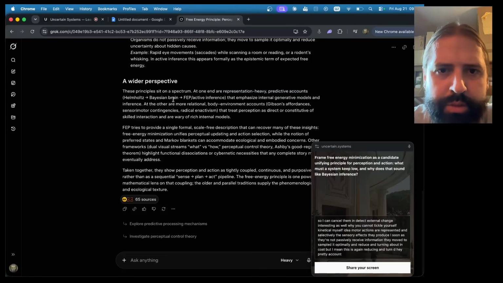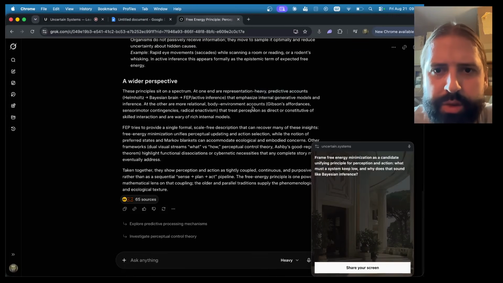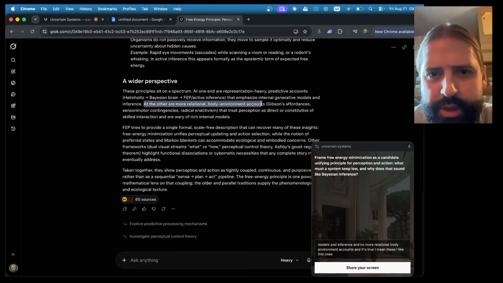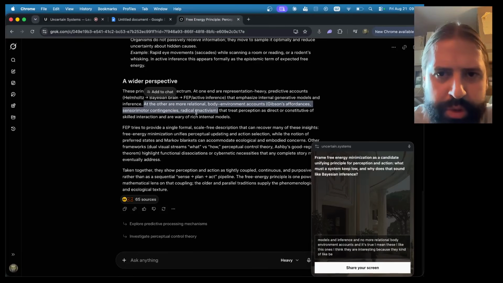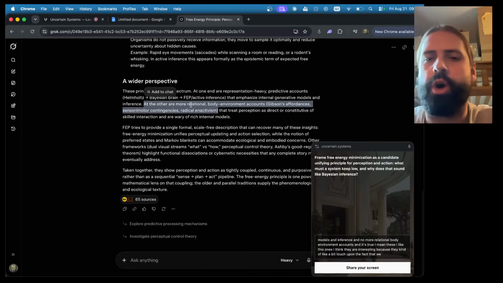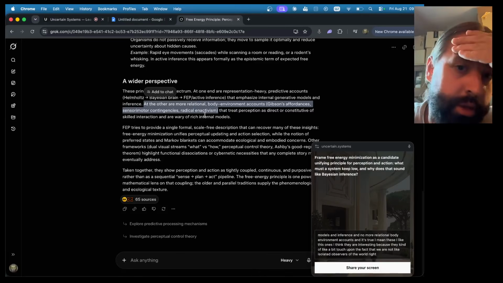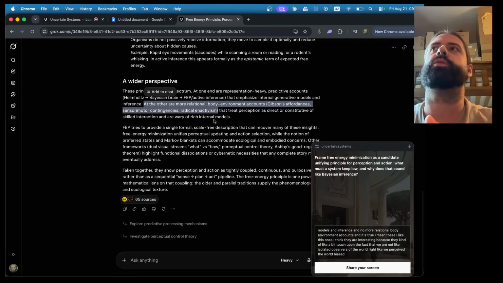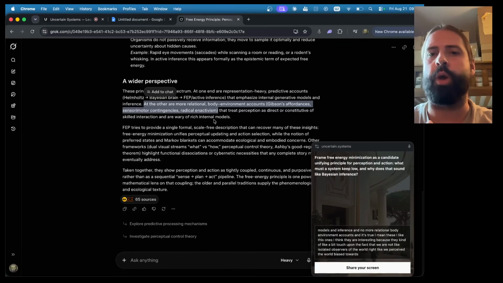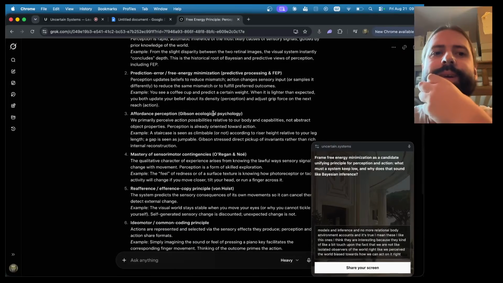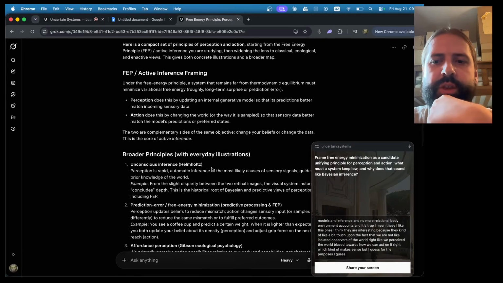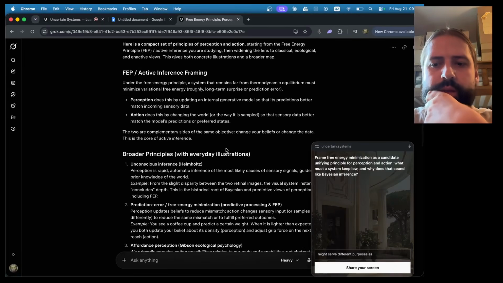Heavy predictive accounts emphasize internal models and inference, and there are more body-environment accounts. Yeah, that's true. I like these ones. I think they are interesting because they touch upon the fact that we are not isolated observers of the world, right? We perceive the world biased towards how we can act on it, which makes sense, but I guess different models might serve different purposes as well, right?